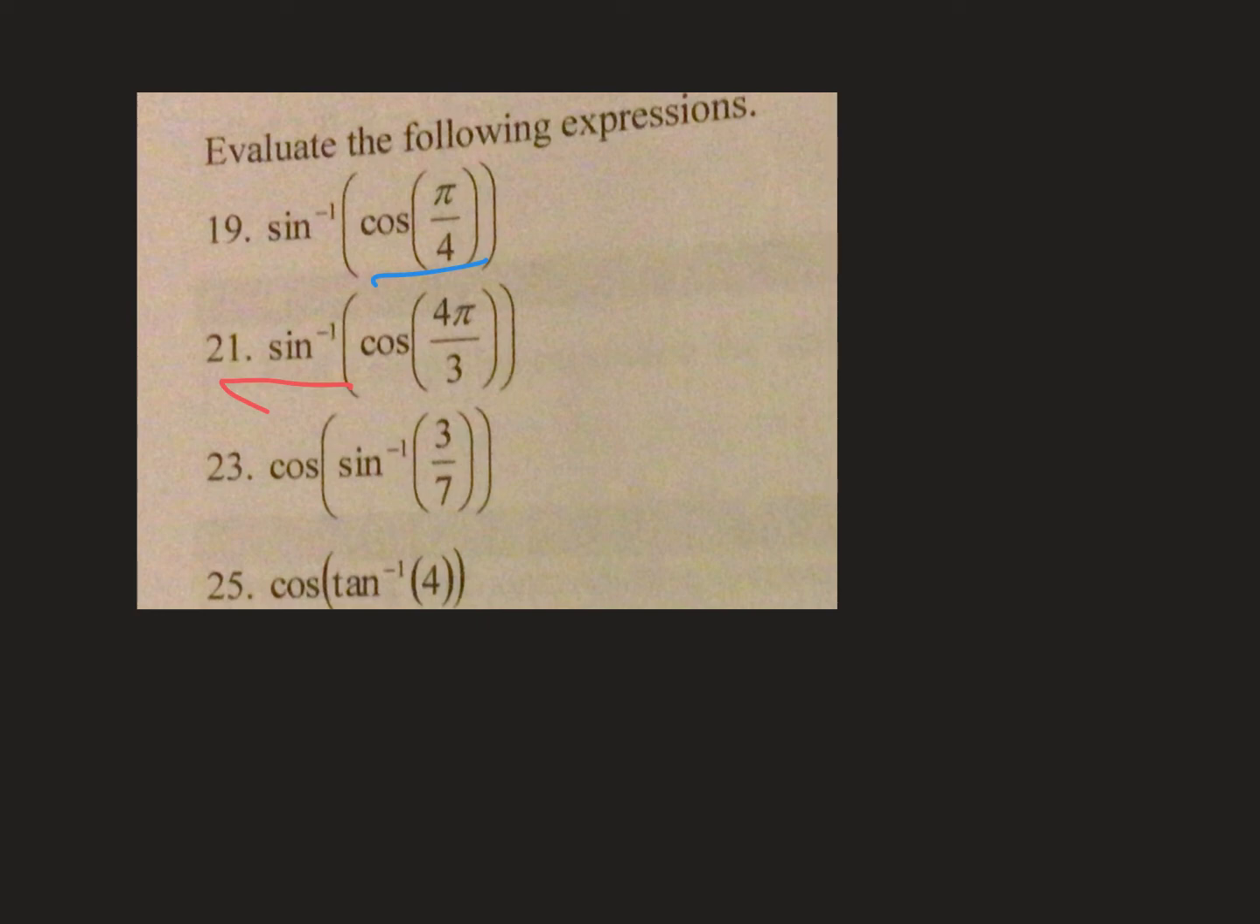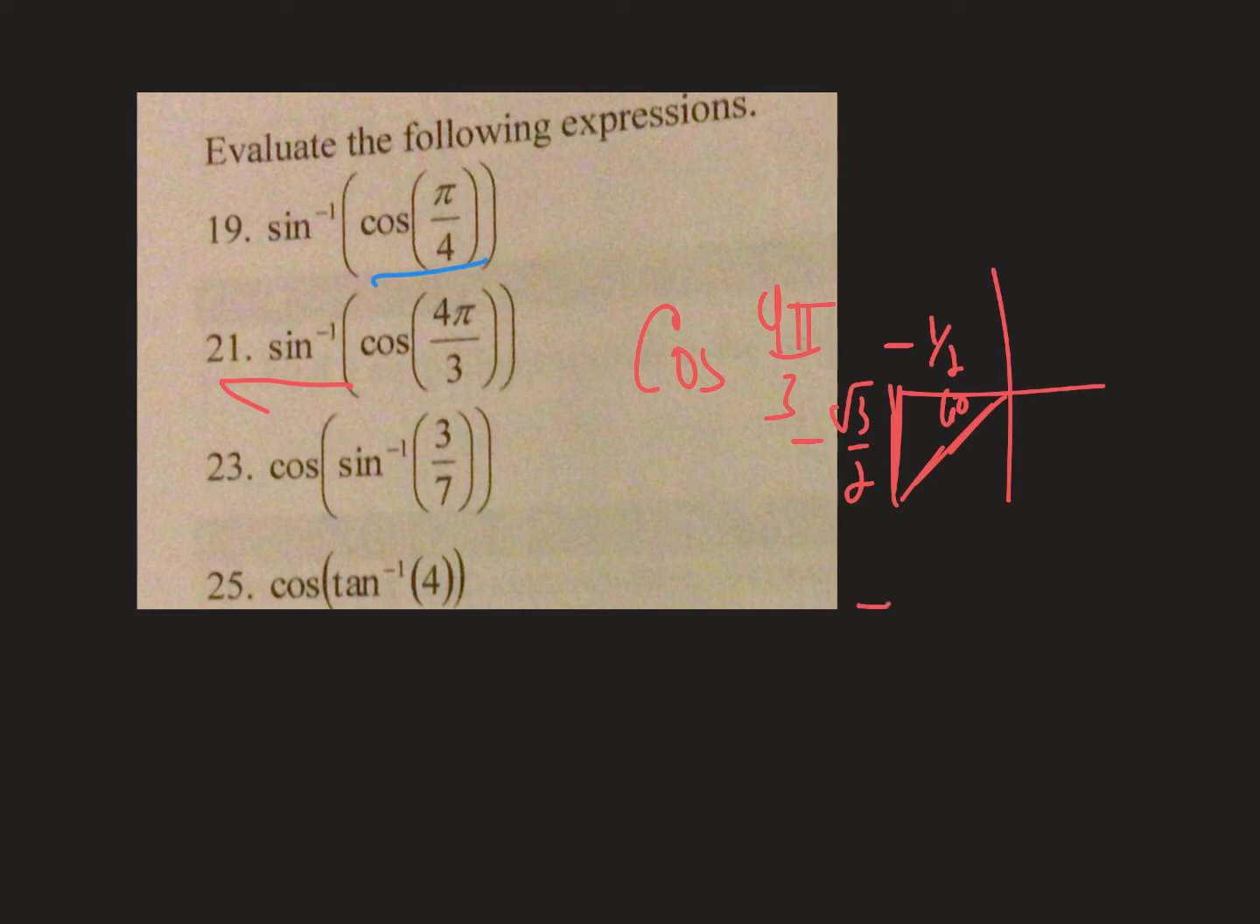So number 21 asked me to find the cosine of 4 pi over 3. I know that's down here. I know that's a 60-degree reference angle. This is the square root of 3 over 2. That's 1/2. And of course, both of these are negative over here in this quadrant. So what's the cosine of 4 pi over 3? Negative 1/2.